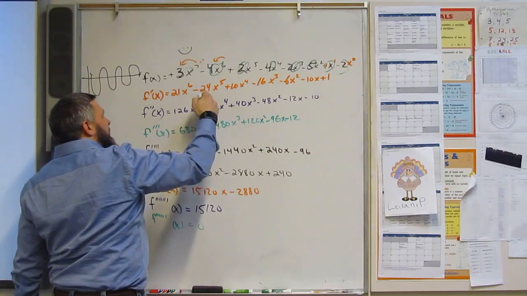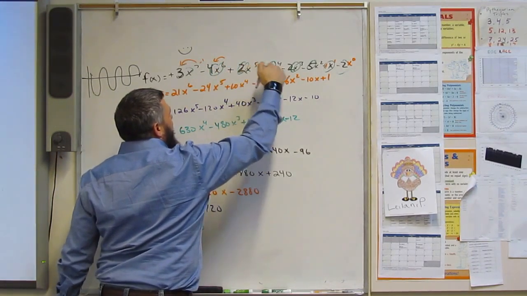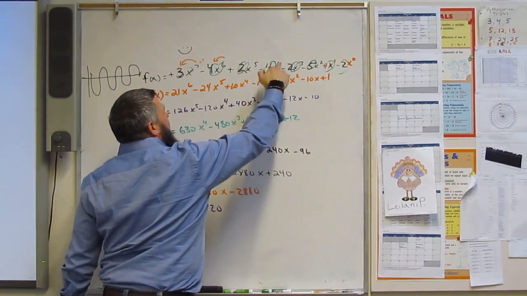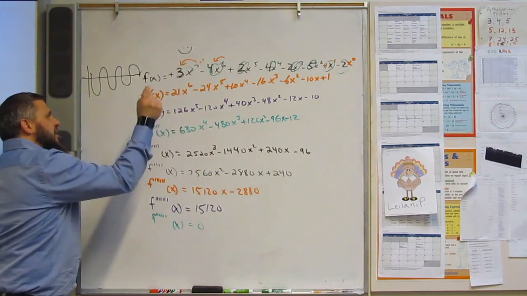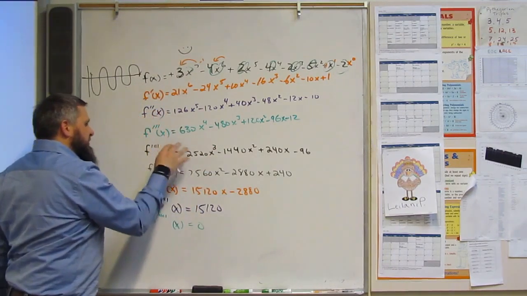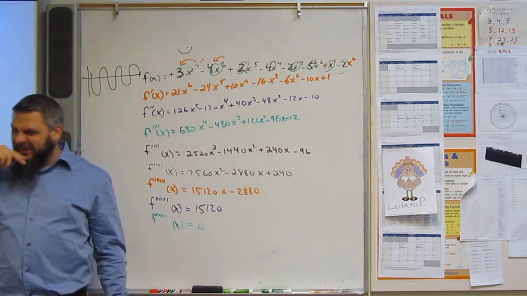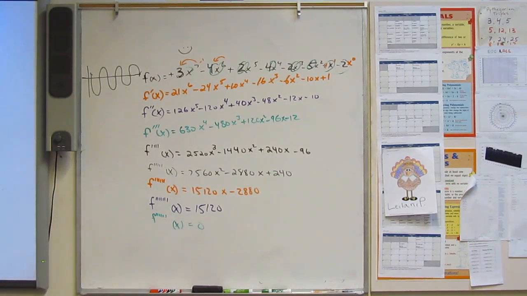6 times 4 is 24, that makes 5. 5 times 2 is 10, that makes 4. 4 times 4 is 16, and 1 from 4 is 3, and so forth, all the way down. And we just keep taking another derivative, and another derivative, until we get to 0. And now we want to explain what a derivative is.